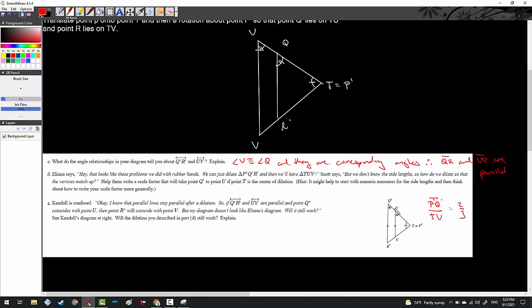So part E says Kendall is confused. Okay, I know that parallel lines stay parallel after a dilation. So if Q prime R prime and UV are parallel and point Q coincides with point U, then point R will coincide with point V. But my diagram doesn't look like Eliana's diagram. Will it still work? See Kendall's diagram at the right. Will the dilation you described in part D still work? Explain.